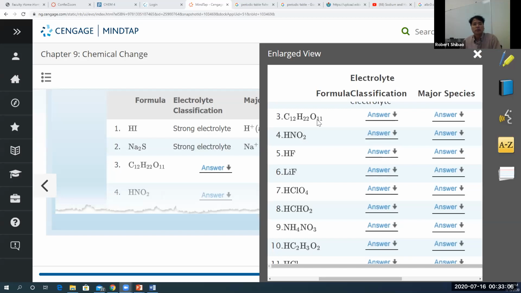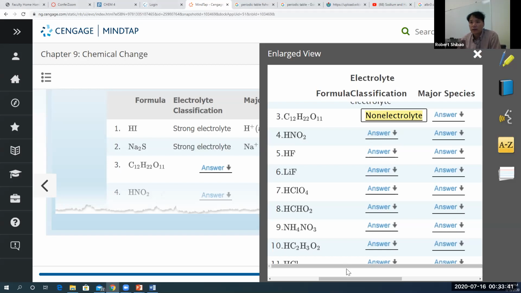What did you get? Strong, weak, or non? It's a process of elimination. Is table sugar a strong acid? No. Is it a strong base? No. Is it a soluble salt? Salts are ionic compounds, and this is molecular. No. Is it a weak acid? No. A weak base? No. A heavy metal salt? No. Therefore, it's got to be a non-electrolyte. Non-electrolyte means they don't break apart.